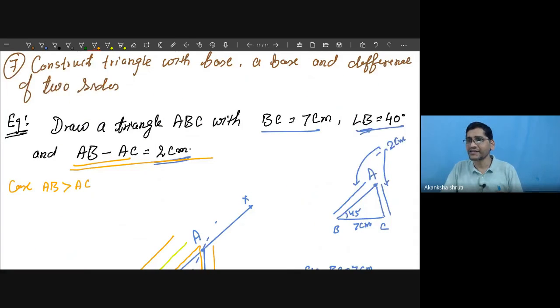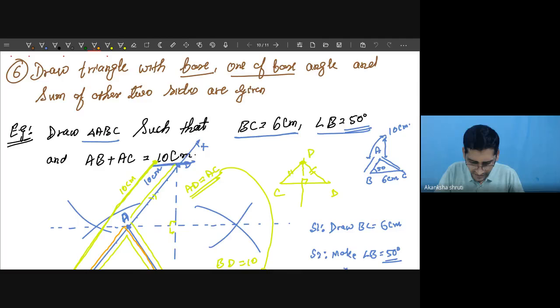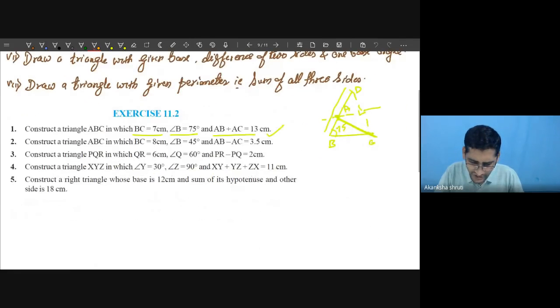Now let us go for the last kind of construction, when the sum of all the 3 sides is given. A student, based on this concept, which question can we do? See question number 2. Here the difference AB minus AC is given. You can do it. Question number 3, QR and PR, and PQ is 2 centimeters, same. These two can be done. Now let us come to question number 4, where the sum of the 3 sides is given. Okay, student?